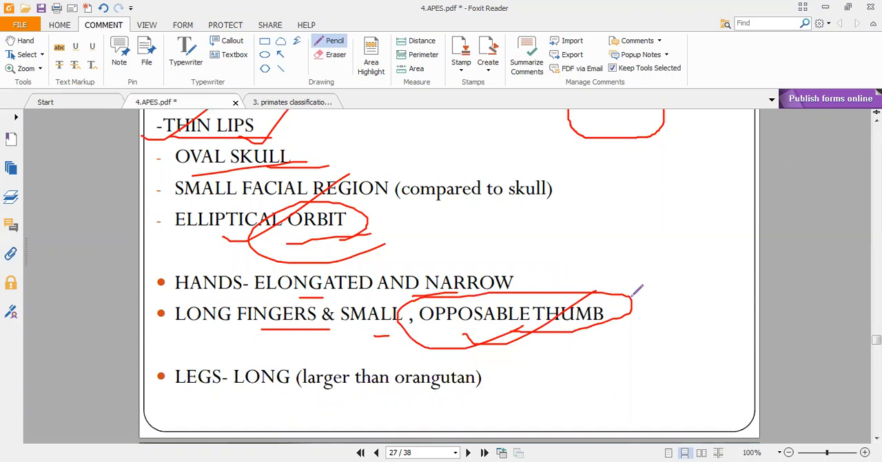But in case of human beings, we do not have opposable big toe. And there are many advantages also for that. We will discuss this about the opposable thumbs of human beings in future. Tomorrow we'll talk about human beings.